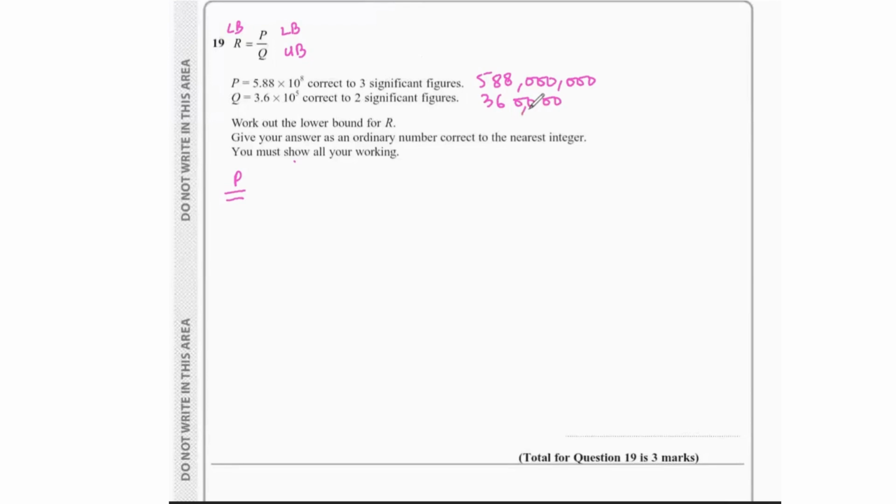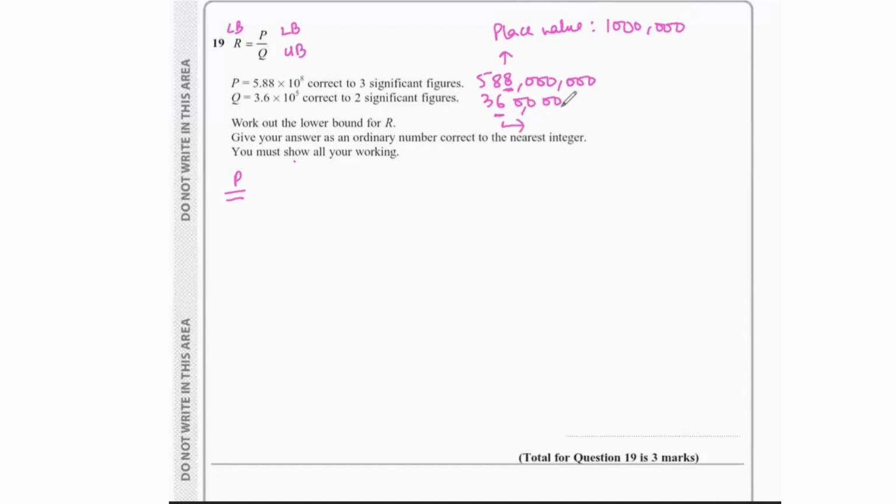So for P, it says three significant figures, so the third significant figure comes over here. And for Q, your second significant figure is this. In whole numbers, your trailing zeros are not considered to be significant figures. So 5, 8, and 8 are significant figures, and 3 and 6 are significant figures in Q. The third significant figure in P is 8, which means the place value of this is 1 million.